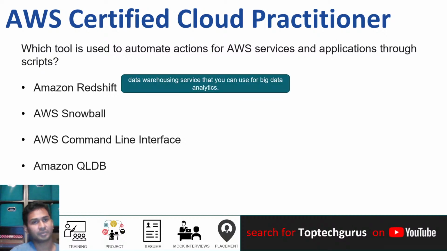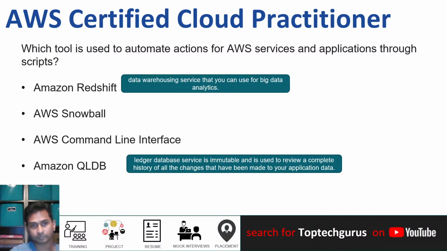Redshift does not seem like it. It's a data warehousing tool that you use for big data analytics. Snowball, again, we just saw it earlier. It was a physical device. The QLDB is a ledger database, pretty common among the questions here. So if you don't remember, just revise this. It's a ledger database. The data is immutable, so somebody cannot go and change the data. There's no update statement here, so you can't go and delete or update data that is already there. So anything that happens stays there, and the history of that stays there as well.